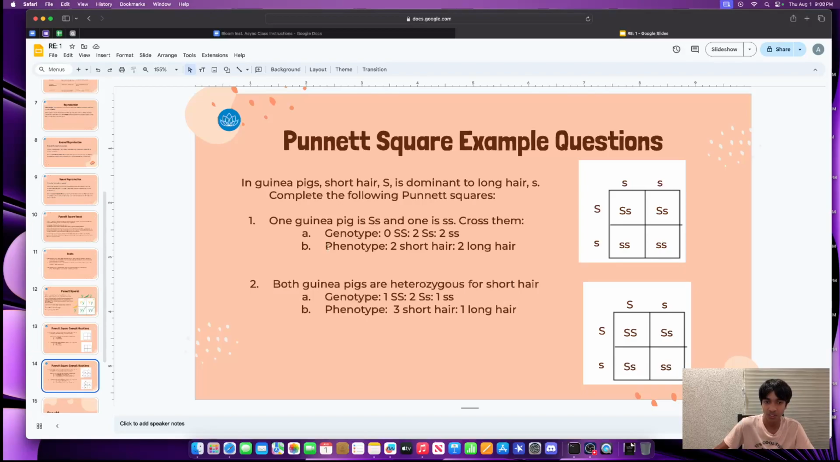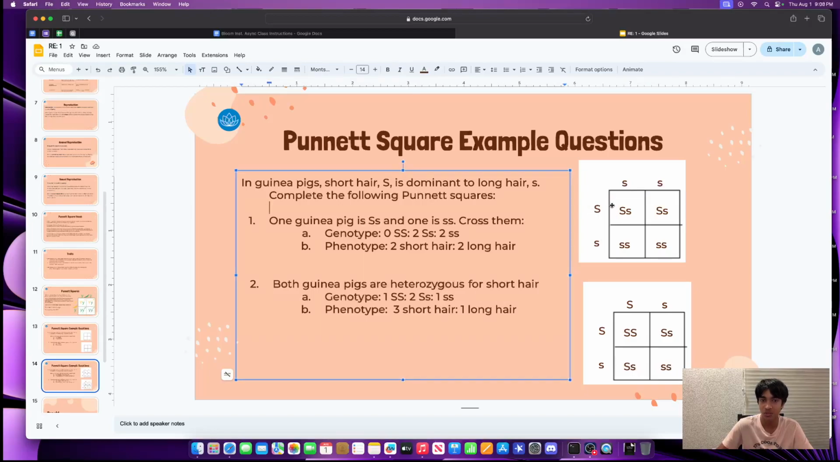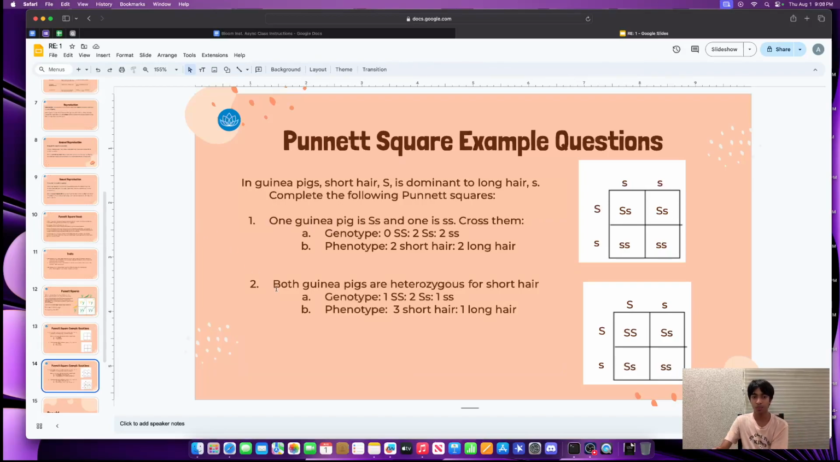And the phenotype is two short hair and two long hair. As we can see, short hair is dominant to long hair, and because it's dominant, it doesn't need two of those alleles to be expressed outwardly. It just needs one uppercase S and one lowercase s, and still the whole thing will be short hair for the organism. And then both guinea pigs are heterozygous for short hair.